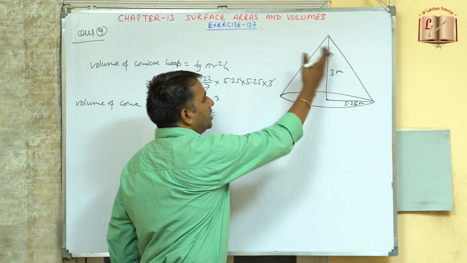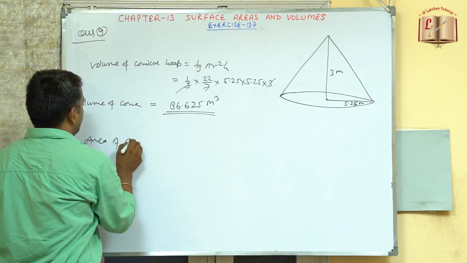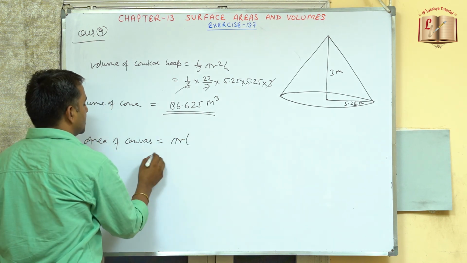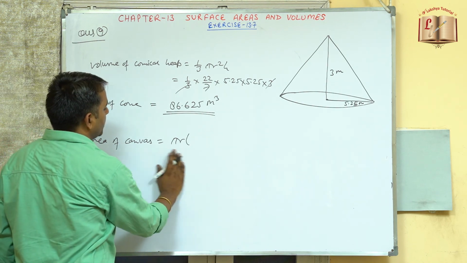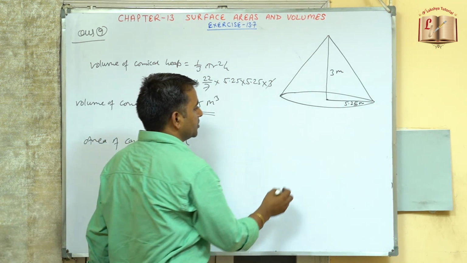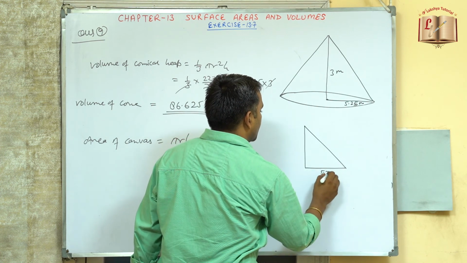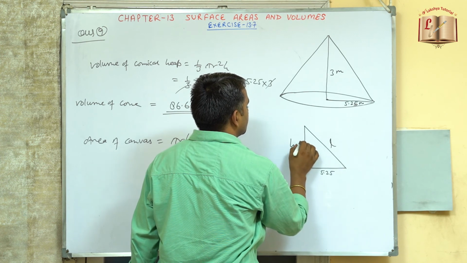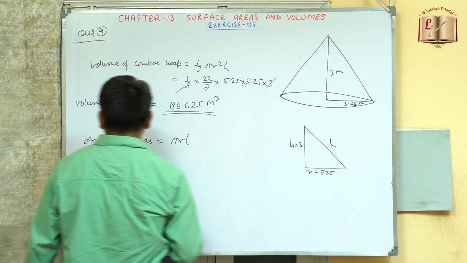So area of the canvas will be equal to the curved surface area. So this is now pi r l, which is 22 by 7. First of all we need to calculate l, because l is not given here. So we need to find out l. This is 5.25, this is r, this is l, and this is h. h is given as 3 meters, and this is r.